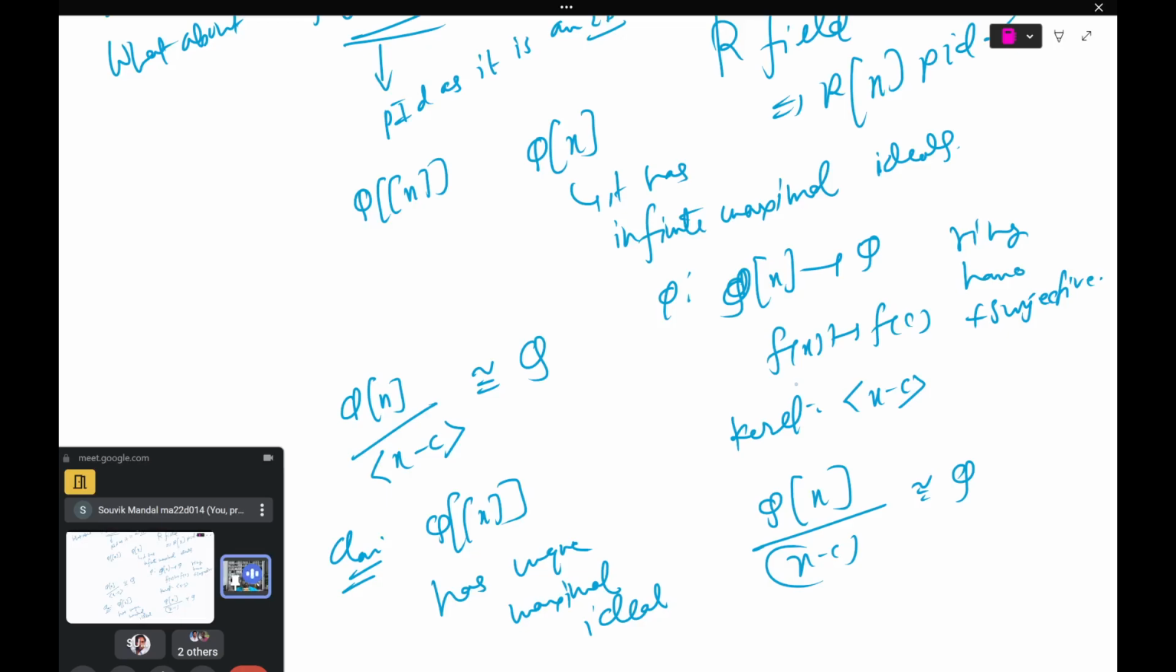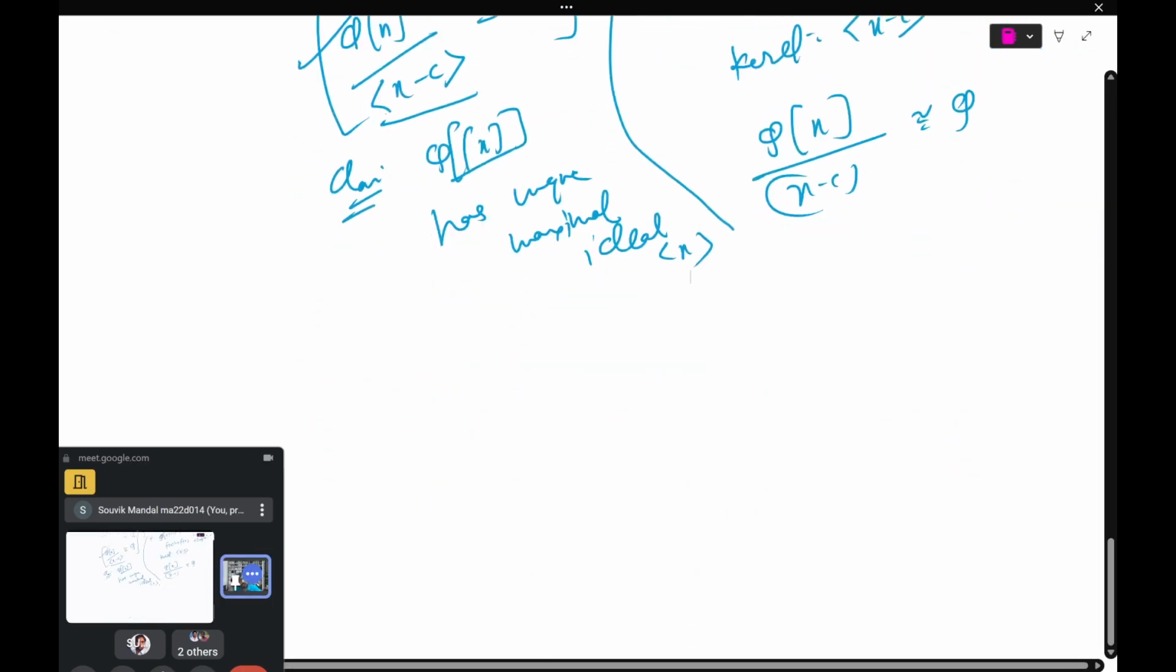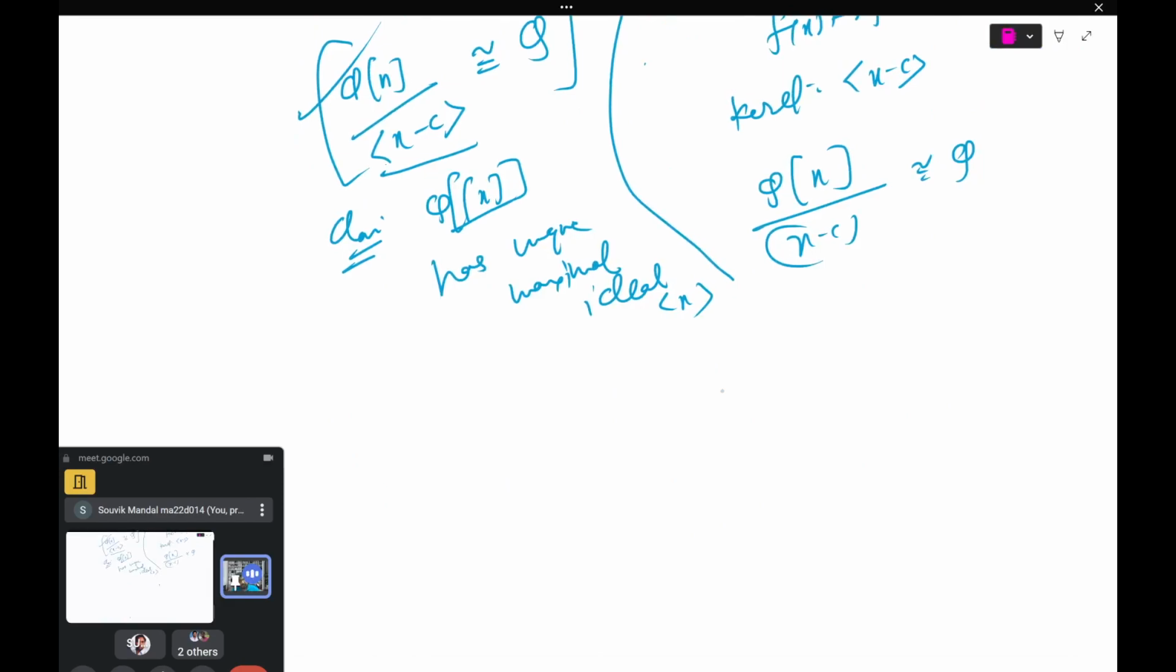So the thing is, Q[X] has infinitely many maximal ideals, because by this argument, it can be shown that Q[X] modulo the ideal generated by X minus c is isomorphic to Q. So the ideal generated by X minus c is a maximal ideal in Q[X]. Now we are claiming that Q[[X]] has a unique maximal ideal, namely the ideal generated by X. So if we can show this, then we are done. Am I right?